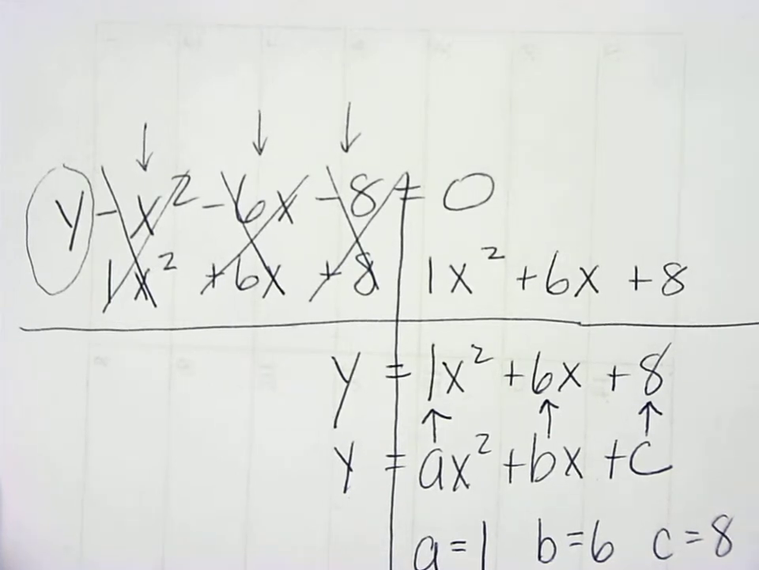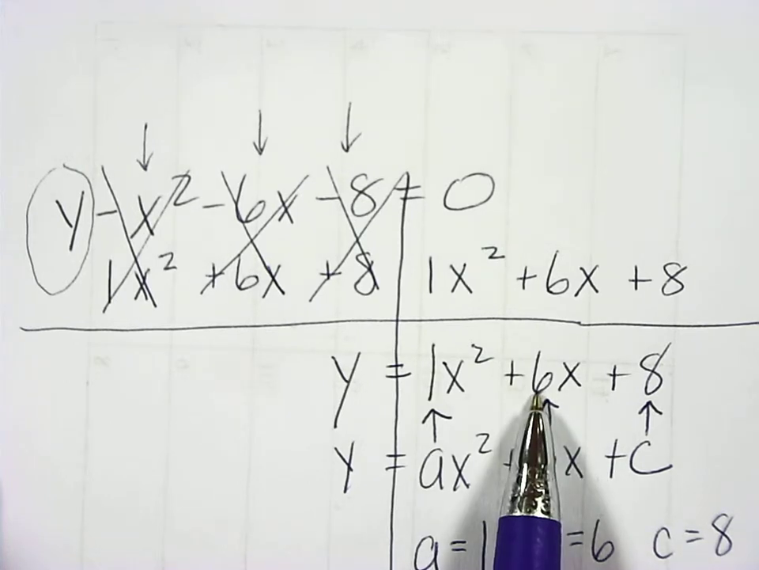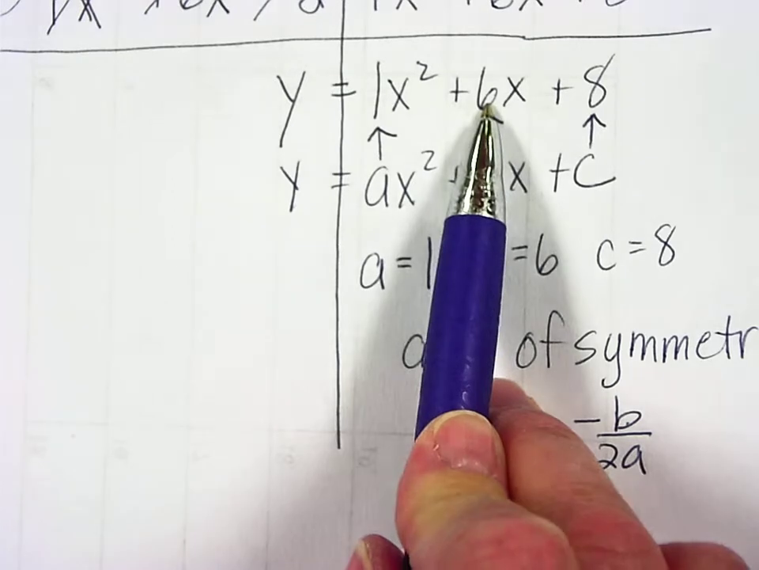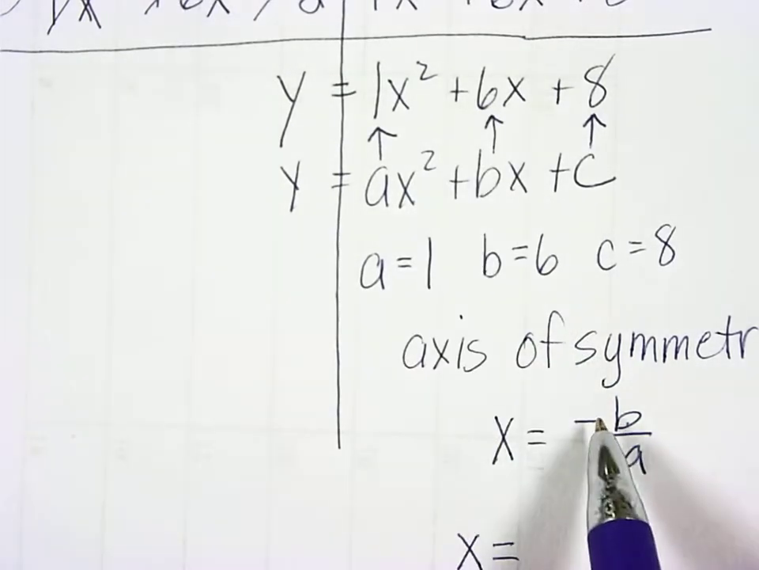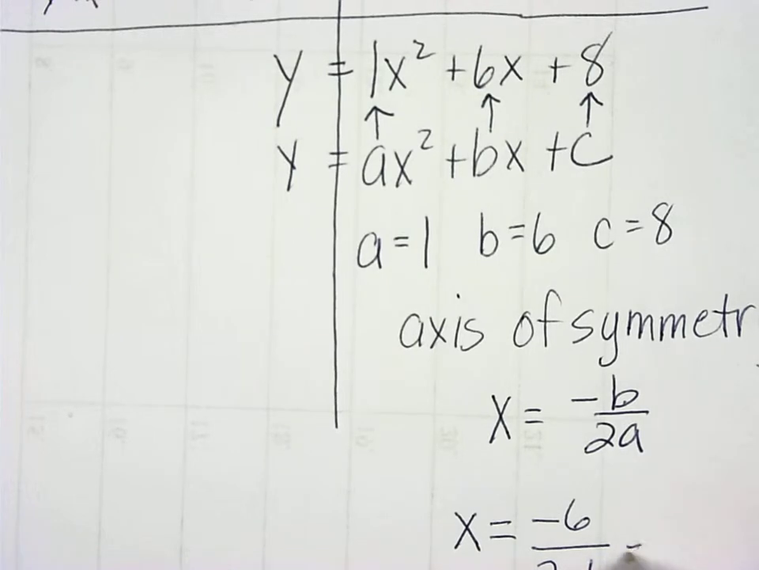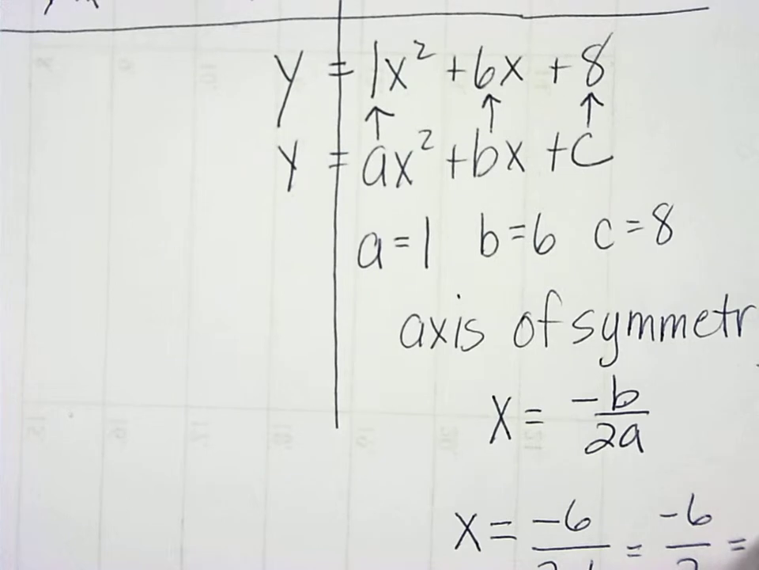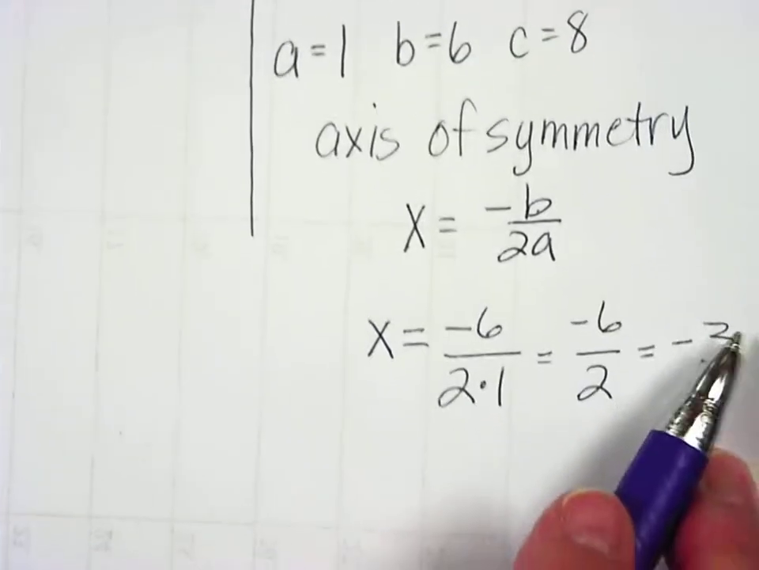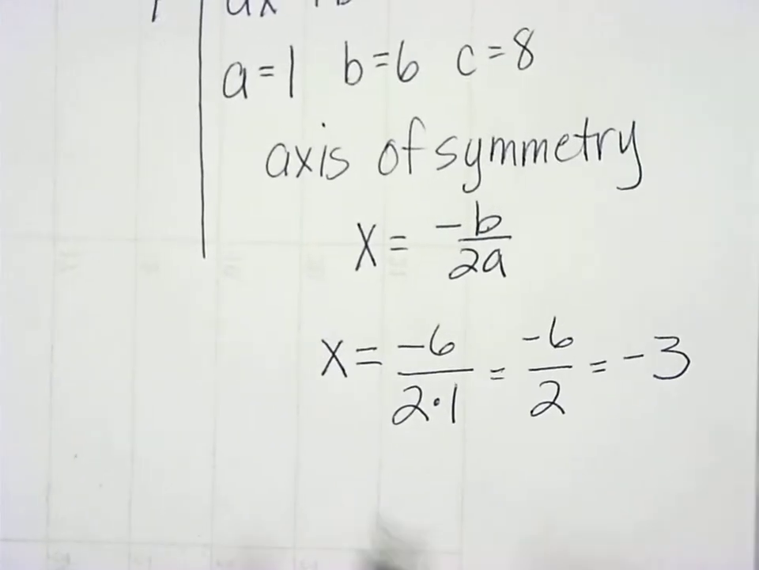So x equals negative b. Well, b is positive 6. So what I'm going to do is take that positive 6 and make it negative. So I'm going to have negative 6 over 2 times a. A is 1, so that's 2 times 1. So I have negative 6 over 2. And if I simplify that, I get negative 3. So x equals negative 3 is my line, or my axis of symmetry.